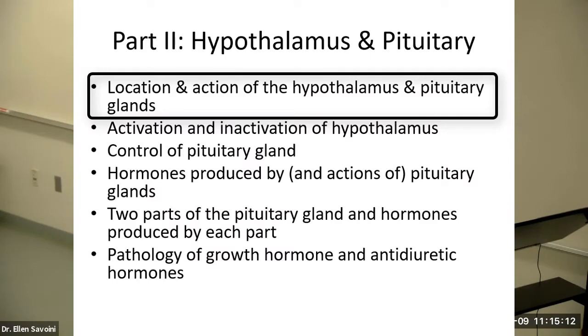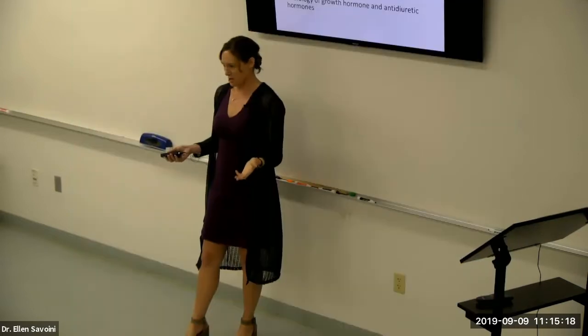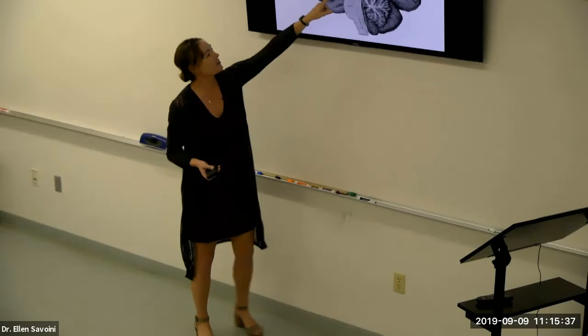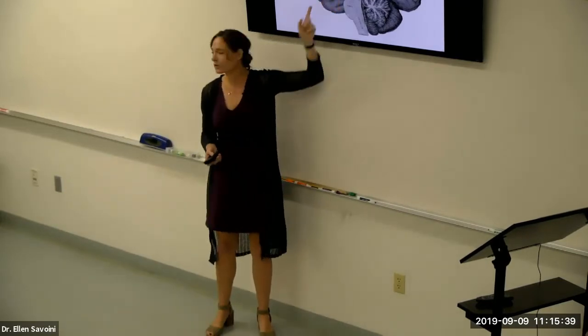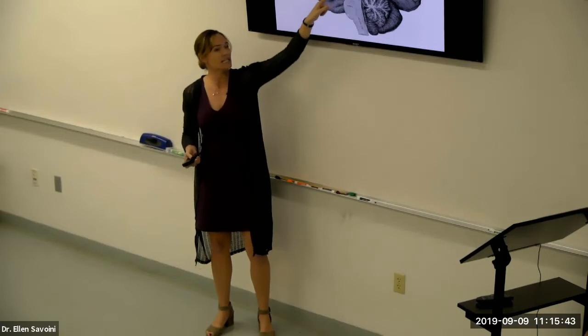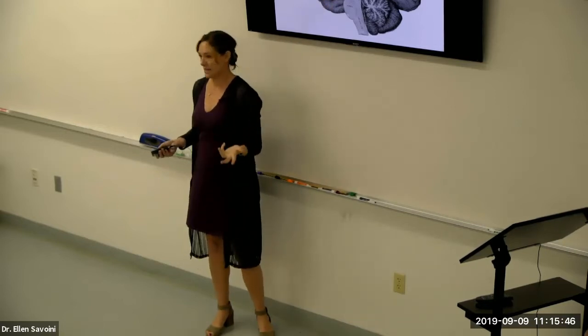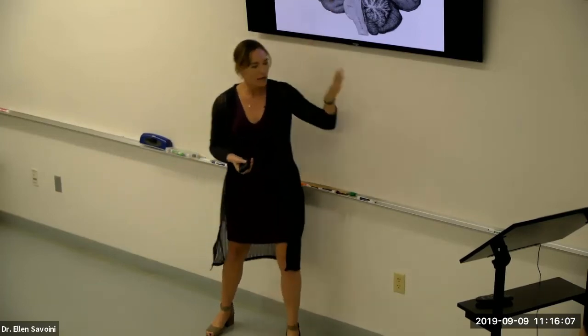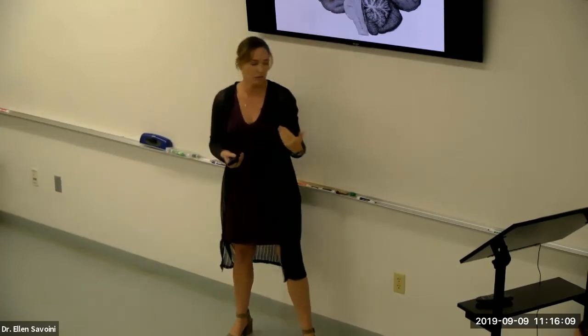So for the location and action of the hypothalamus and pituitary, where is the hypothalamus located? Below the thalamus. That's right. Here's the thalamus, and this one circled is the hypothalamus. Its relationship to the pituitary is this narrow stalk. That stalk is the infundibulum, and then this is the pituitary. So the hypothalamus and pituitary gland have a relationship together.